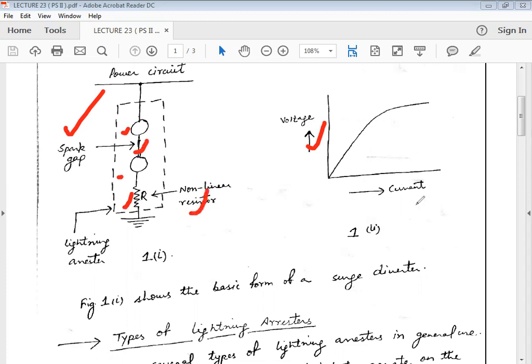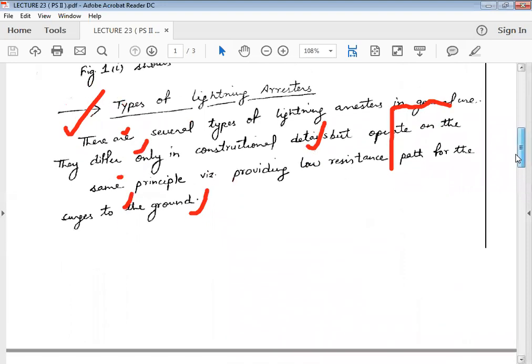This is the VI characteristic. As the current increases, the voltage increases up to a certain point, after which it attains a steady state. These show the basic block diagrams. So we can say that the lightning arrester will be open circuited during normal operating conditions and short circuited during lightning discharge conditions.